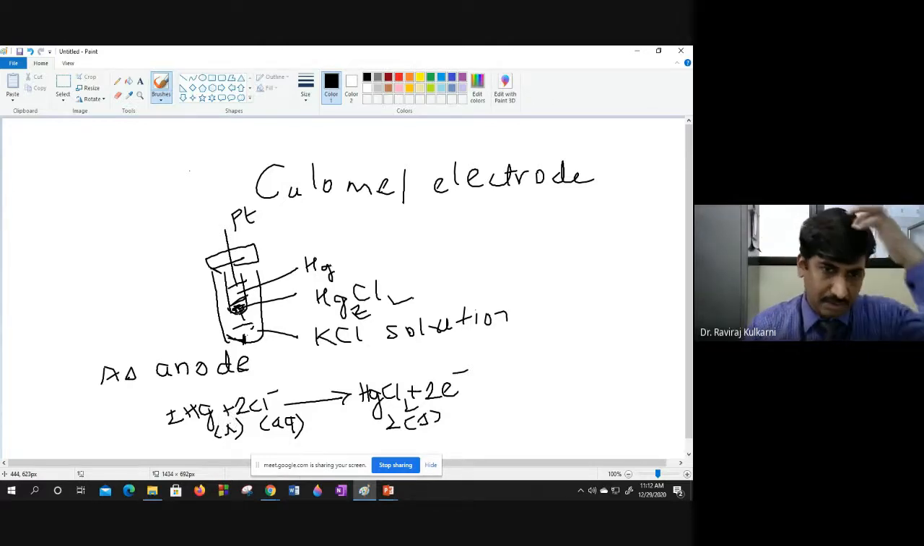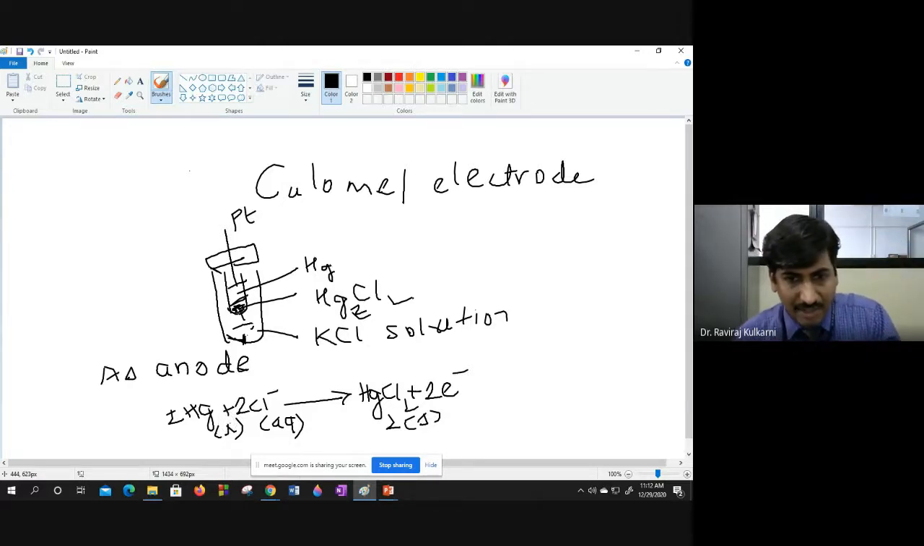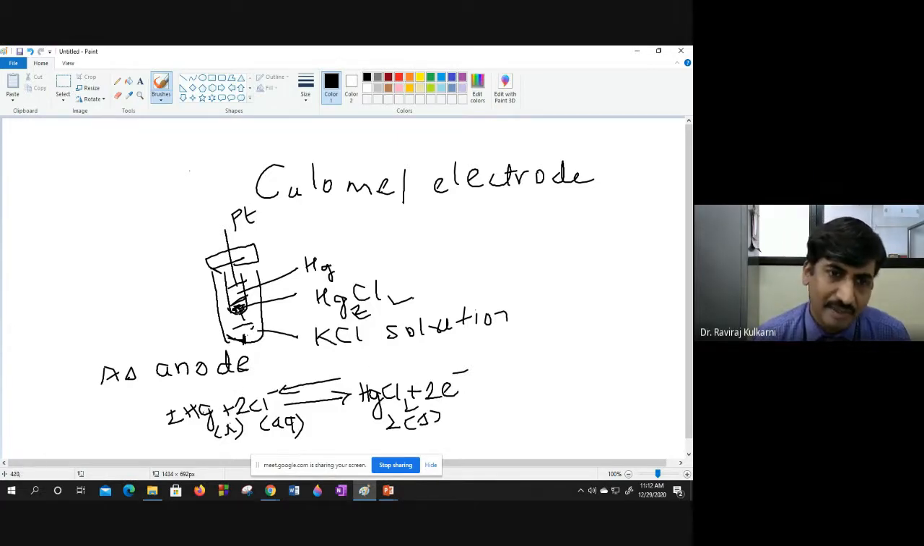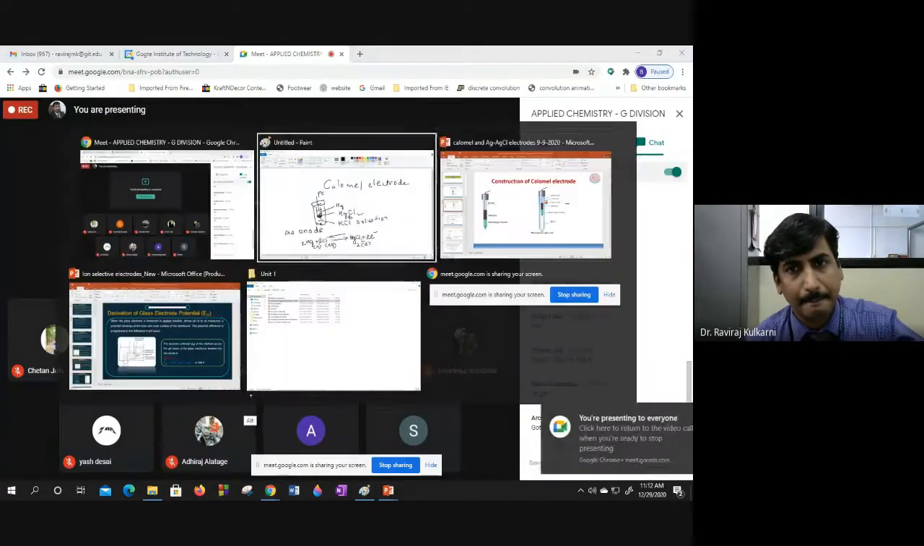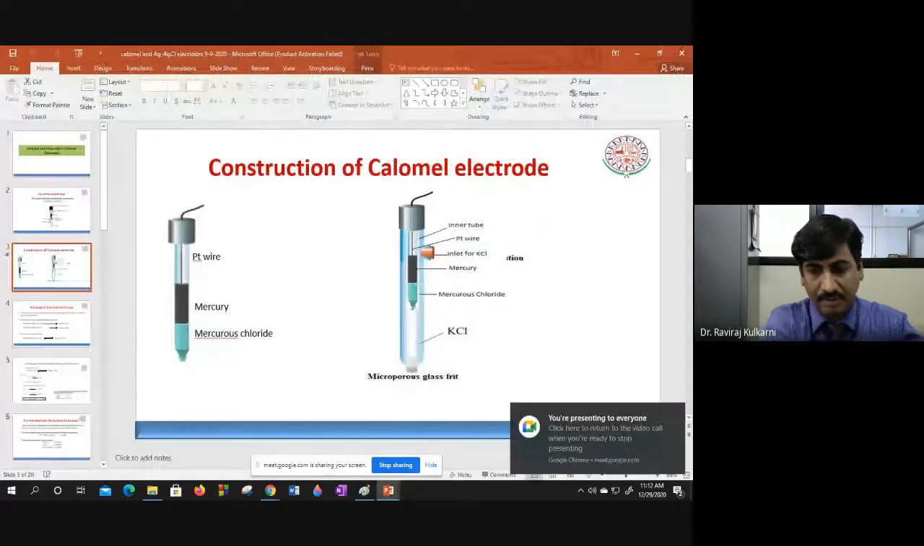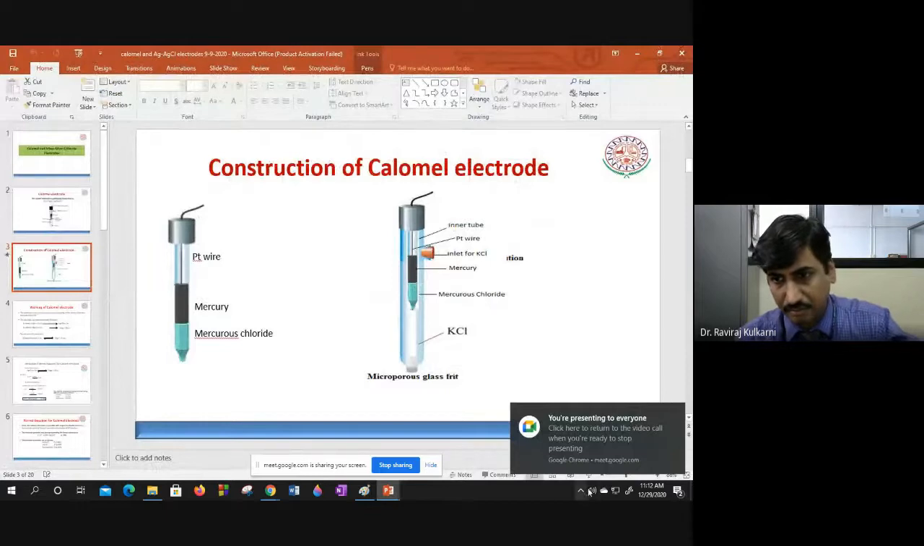So it should behave as anode as well as cathode. As cathode, what should I write? It should be in the reverse direction. Hg2Cl2 plus 2 electrons gives 2Hg plus 2Cl minus ions.